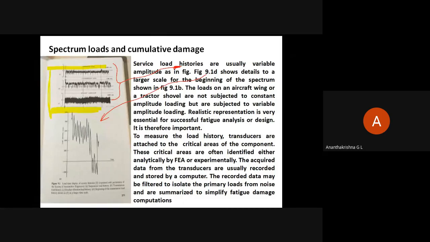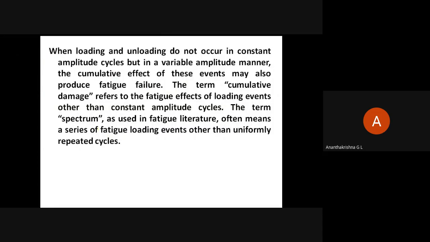That means spectrum of load normally means a series of fatigue loading events other than repeated cycles, other than constant amplitude cycles. This is a constant amplitude, whereas this is variable amplitude. Could you understand the difference between these two now?